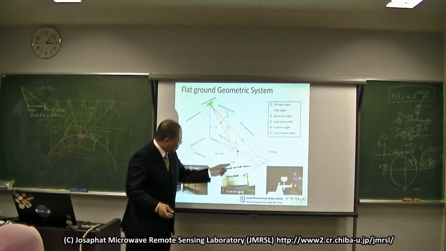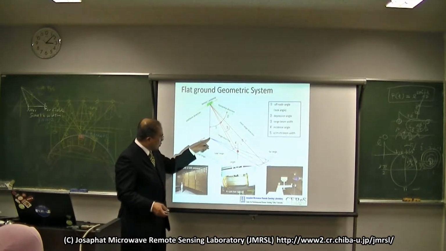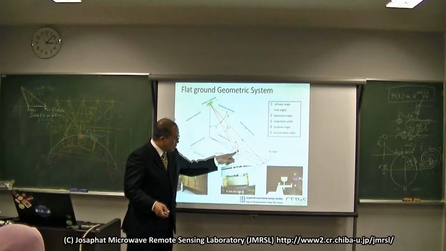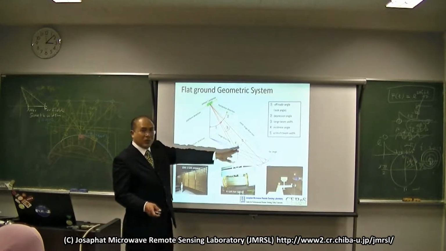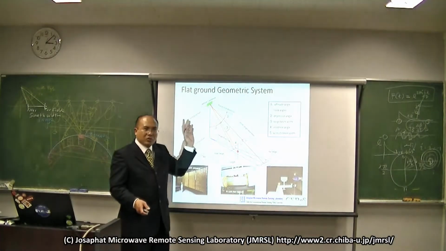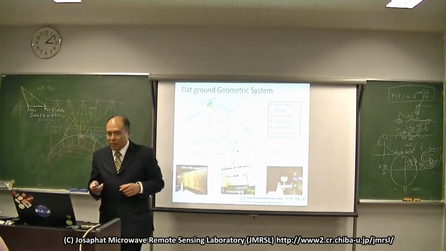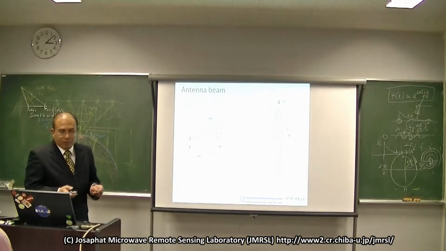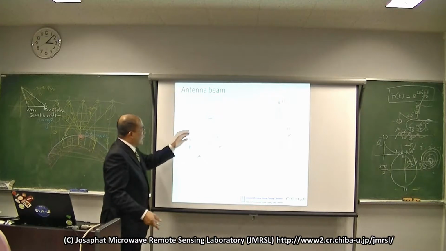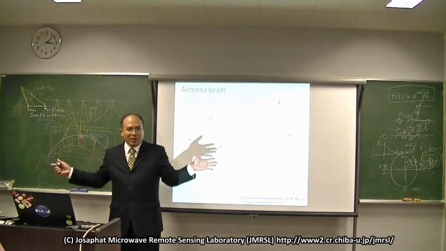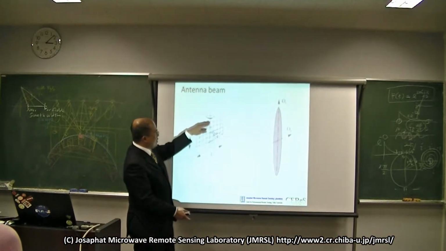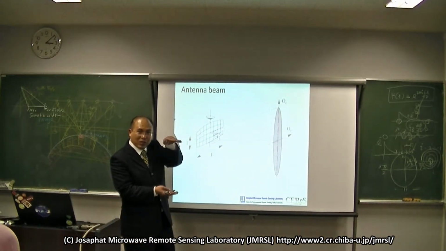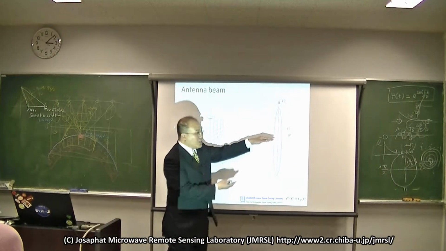And this point is our target, and from nadir to this point we call it the ground range. Then we use these terms in my explanation. Just remember, if the antenna is large, the beam is small. But if the antenna is small, the beam width is large.